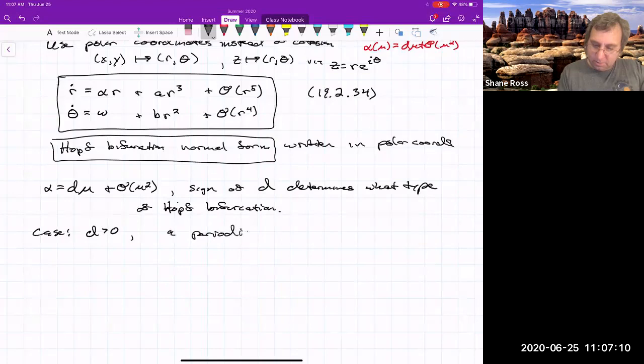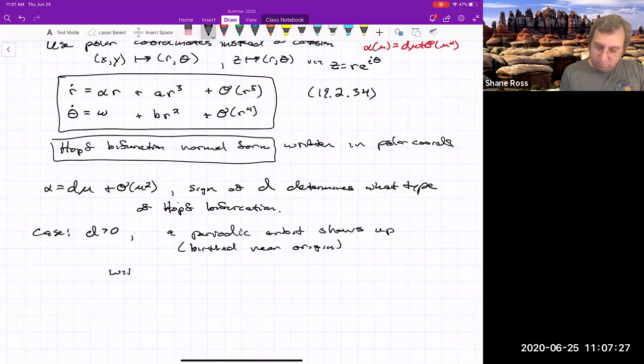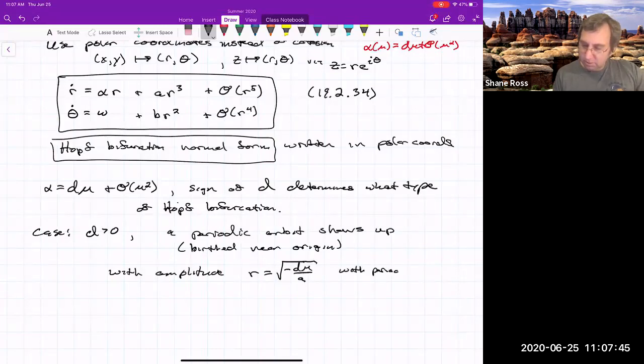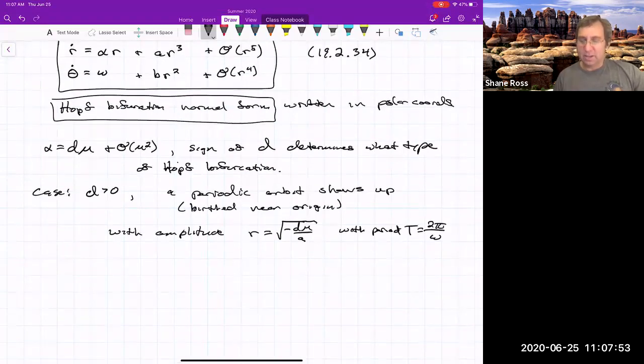A periodic orbit shows up, or it's birthed near the origin, with an amplitude r equals the square root of negative d mu over a, with a period T equals 2 pi over omega. So the cases depend on the sign of d and the sign of a. Let me show you a little video where d is greater than zero. So if a is less than zero, you get something like d mu divided by the magnitude of a.